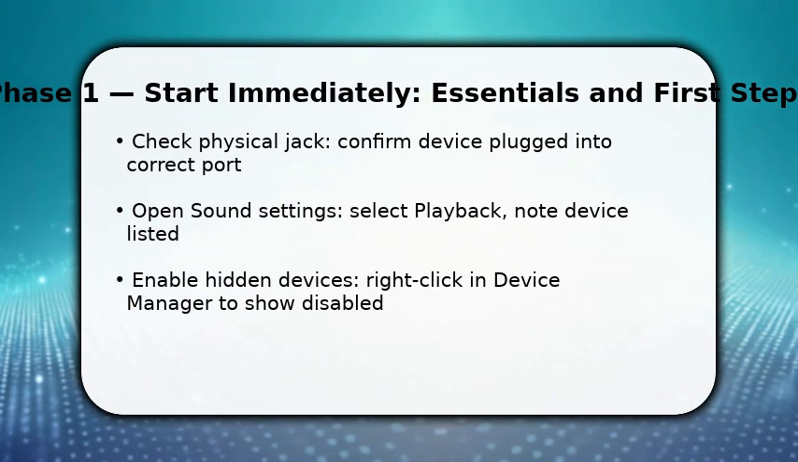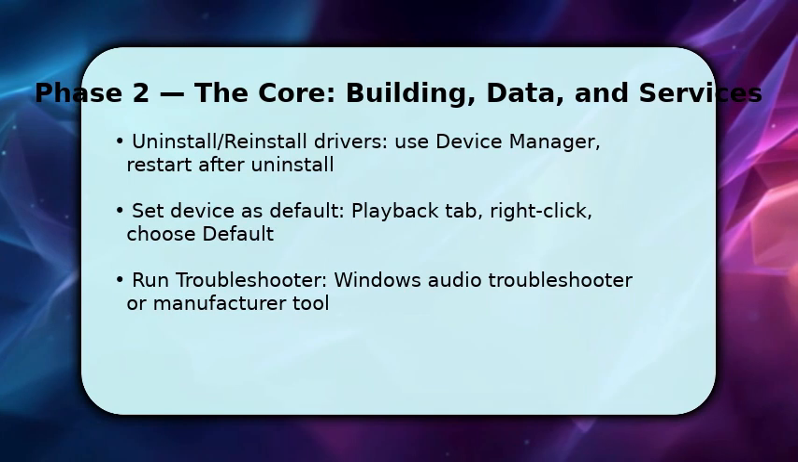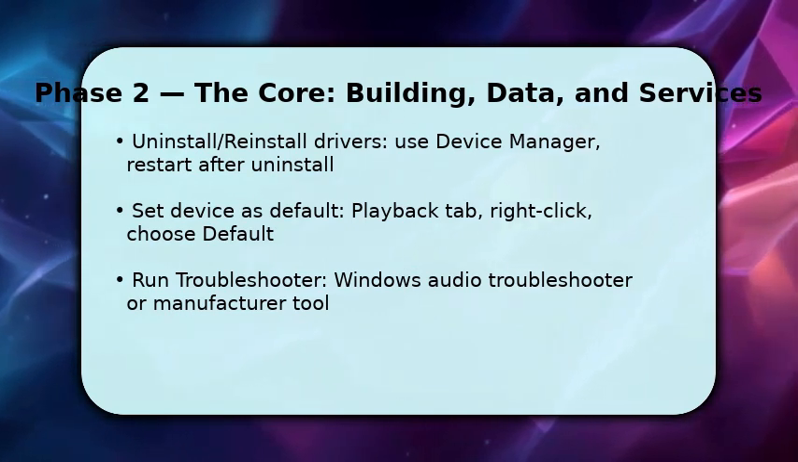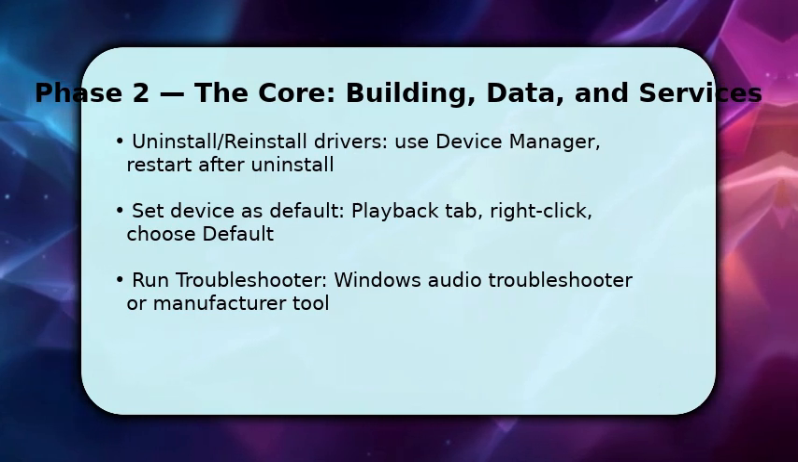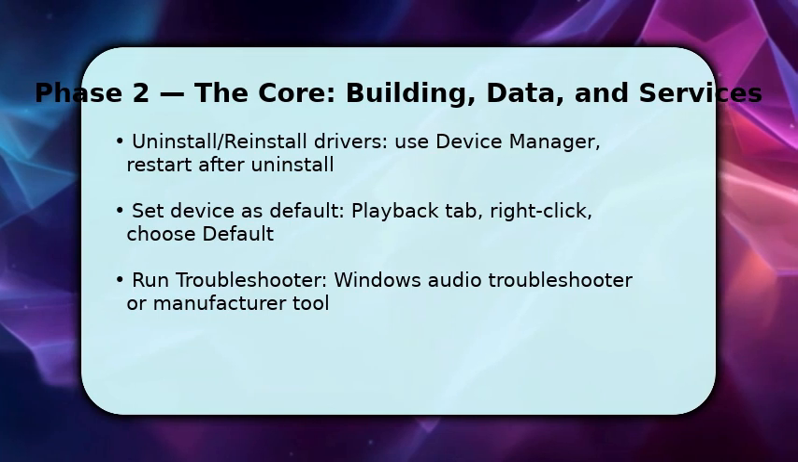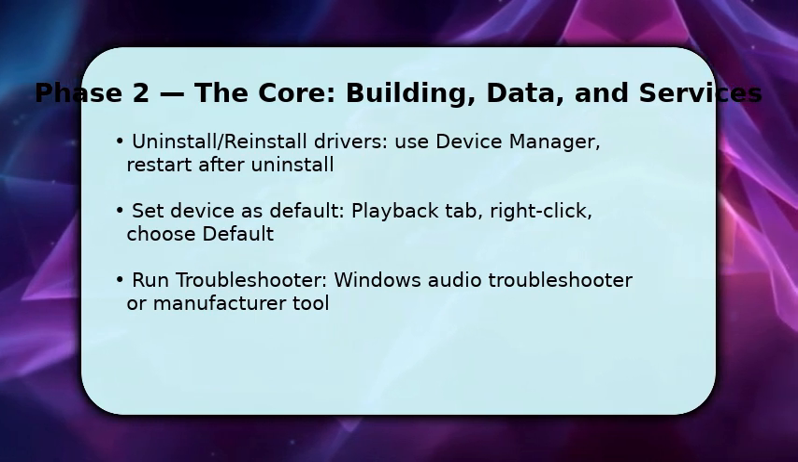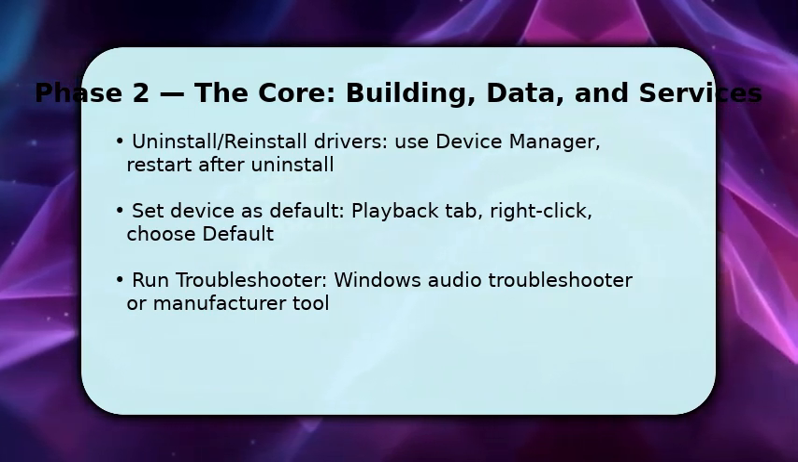Now you tackle drivers and configuration. You should uninstall the audio device driver from Device Manager, then restart Windows so it reinstalls a clean driver automatically. This often clears corruption. Next, go to Playback Devices, right-click the correct device and set it as Default Communication and Default Device. This ensures audio routes properly.